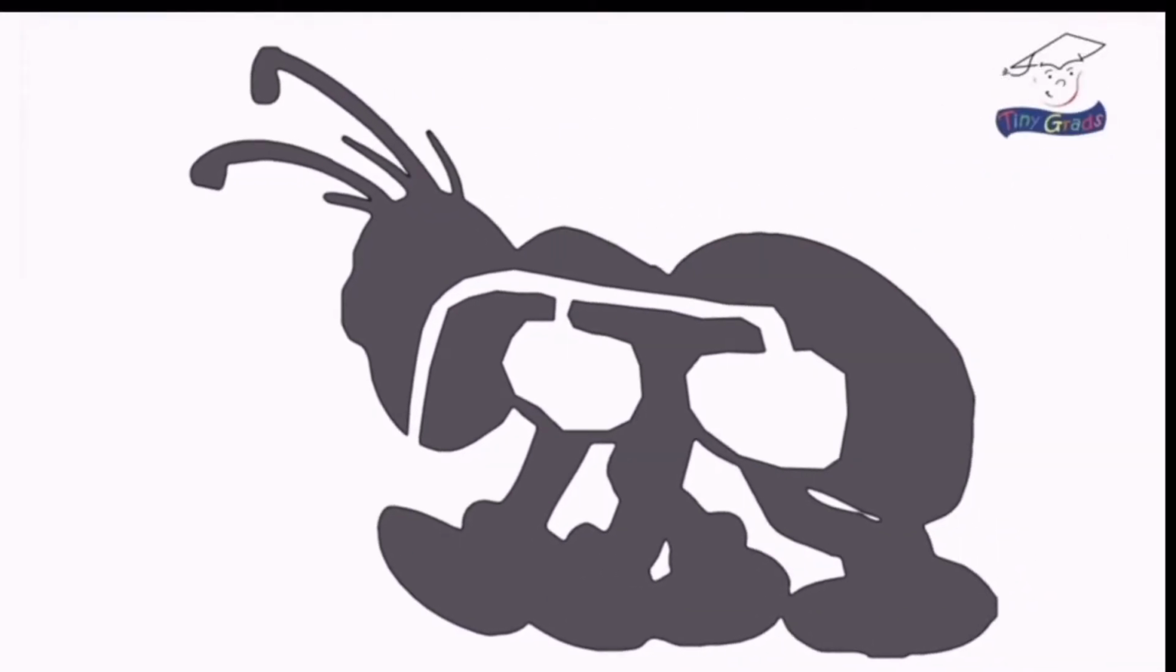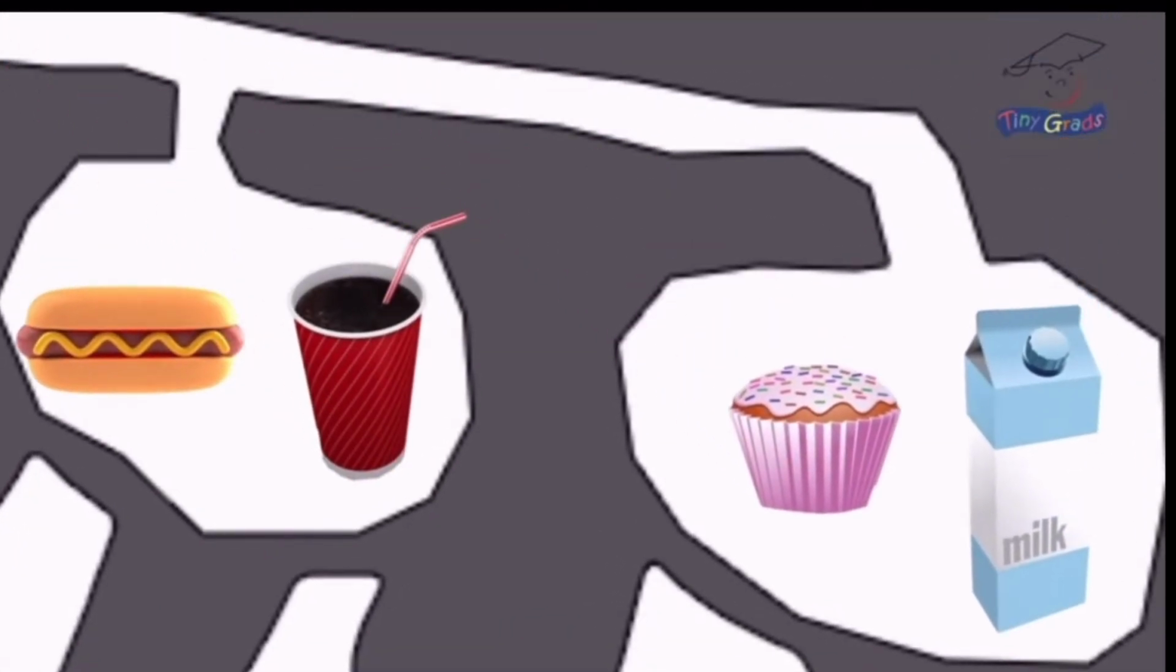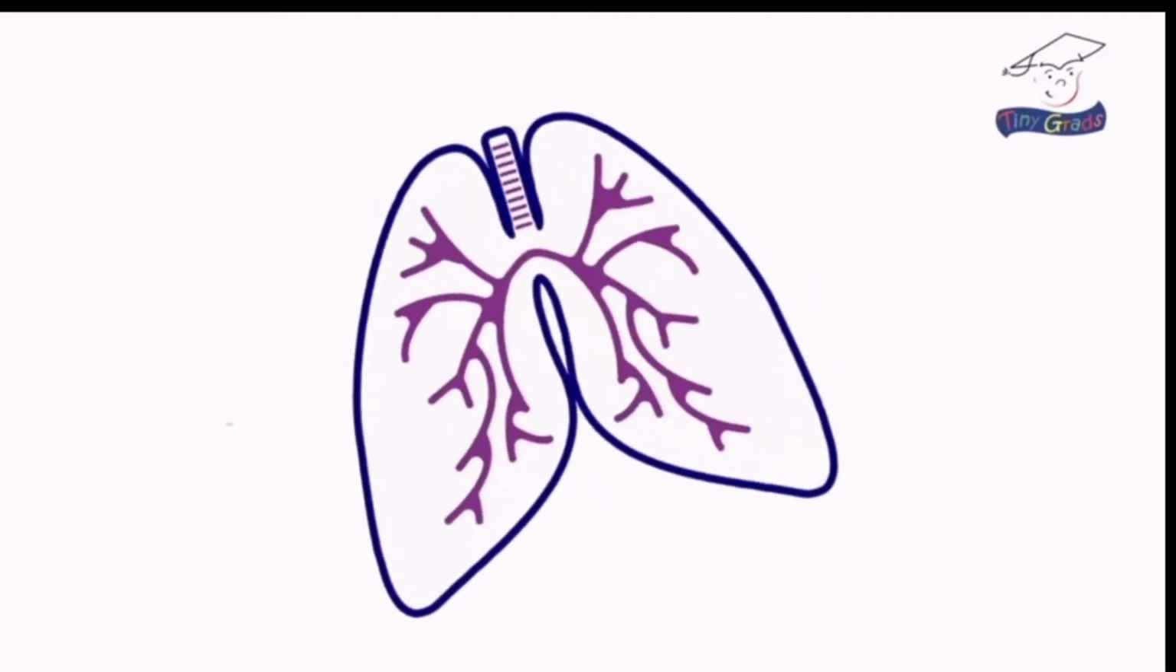Ants have not just one, but two stomachs. One is used for their own food. The second is used to store food for the other ants back home. That's nice of them, don't you think?